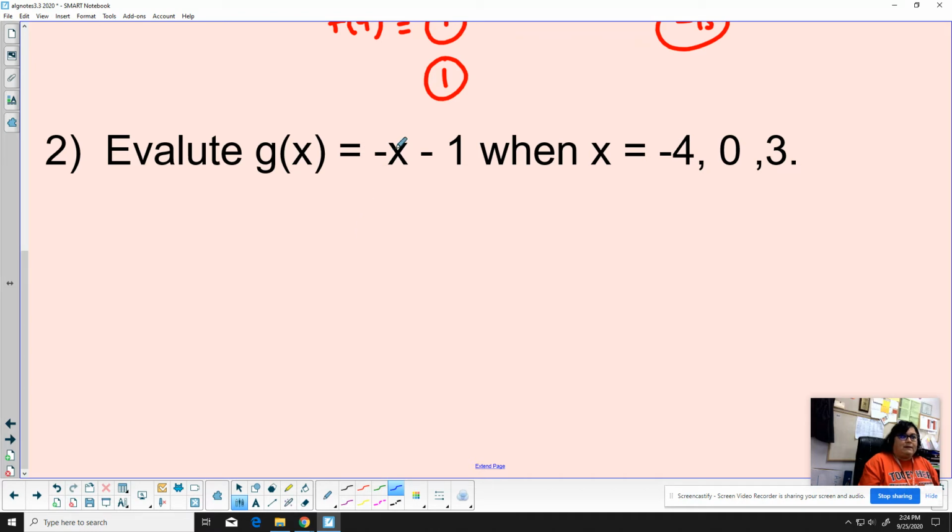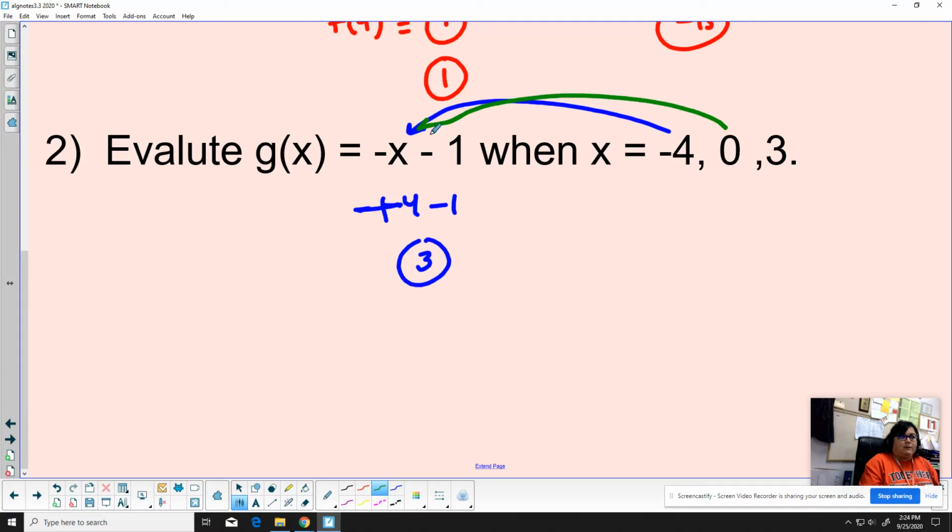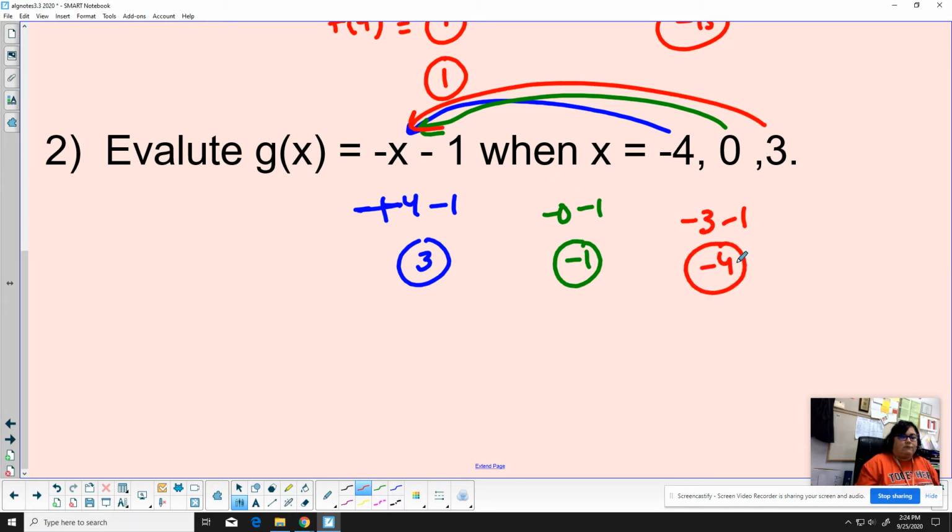All right, so let's plug in the negative 4. So I'm putting it right in there. So negative 4 minus 1. That'd be a positive, so that's 3. If I put the 0 in there, negative 0 minus 1 is negative 1. And if we put the 3 in there, negative 3 minus 1 is negative 4. So if you got those right, good job. They're just plug-in chugs. That's all they are.